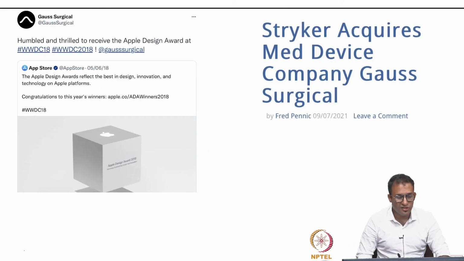So Gauss Surgical won the Apple Design Award in 2018, and a few years later in 2021, during the peak of the pandemic, Stryker also acquired Gauss Surgical for a significant amount of money.